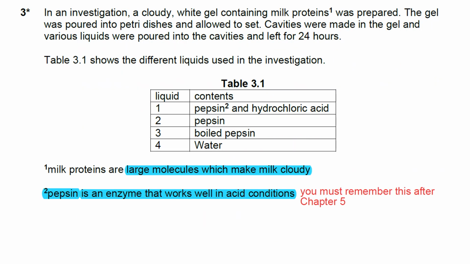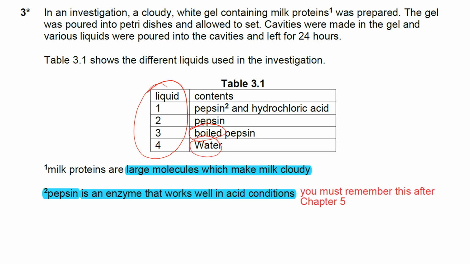Let's move on to question 3. Question 3 is an experiment question. So I have 4 types of liquid over here. One liquid is pepsin and hydrochloric acid. The other liquid is just pepsin alone. Third one is boiled pepsin. And fourth one is the control, which is water.